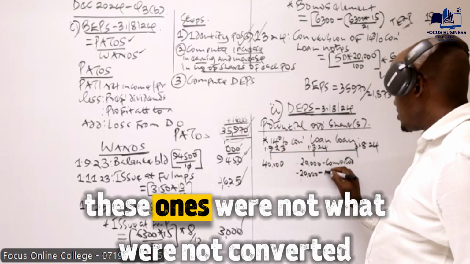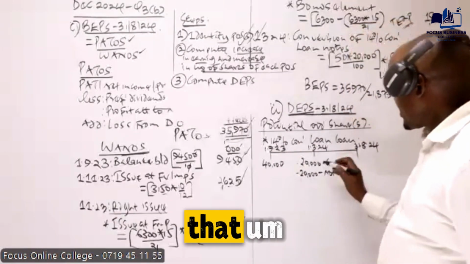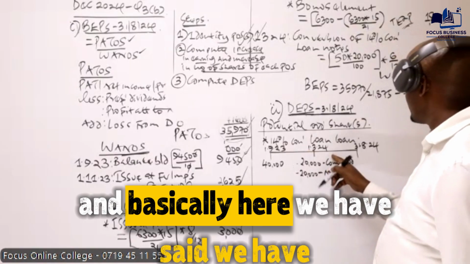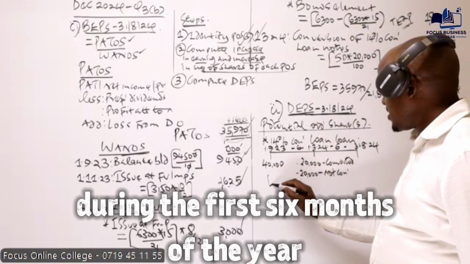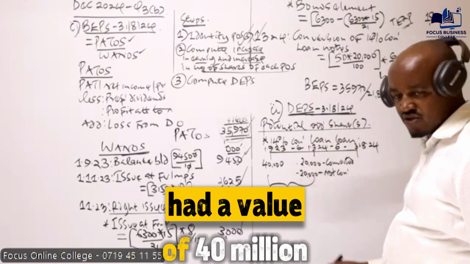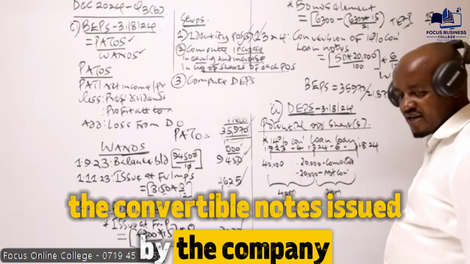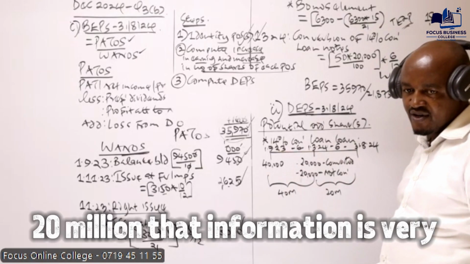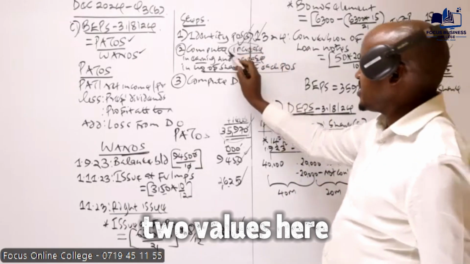What does that mean? It means that during the first 6 months of the year, the convertible notes issued by the company had a value of 40 million. During the last 6 months, the convertible notes had a value of 20 million. That information is very, very important for you to be able to compute these two values here.